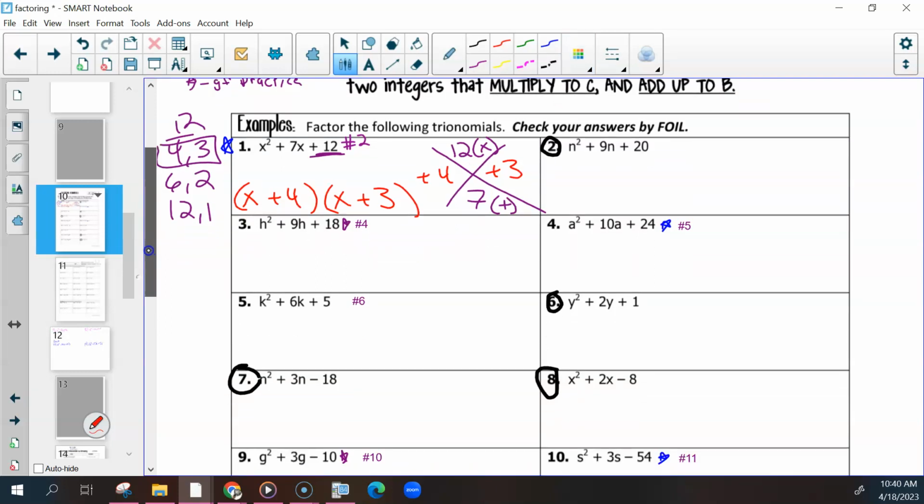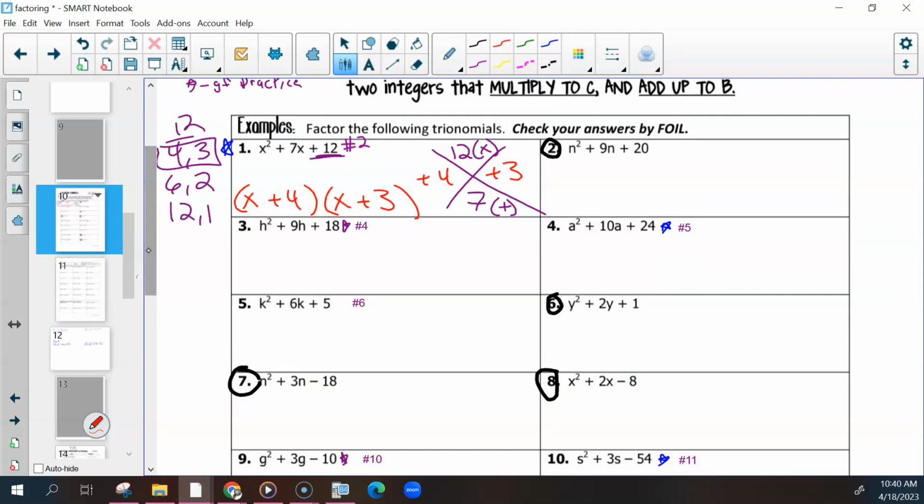And we could distribute this back to see, does it give us this? If it does, then we know it's right. So we'll do that for this one, but not for every single one. x times x would give us x squared. If you have room in your box, you can put it there. I just don't have room there. x times 3 would give us 3x. 4 times x would give us 4x. And 4 times 3 would give us 12. If we combine our like terms, we'll get 7x. So that works.